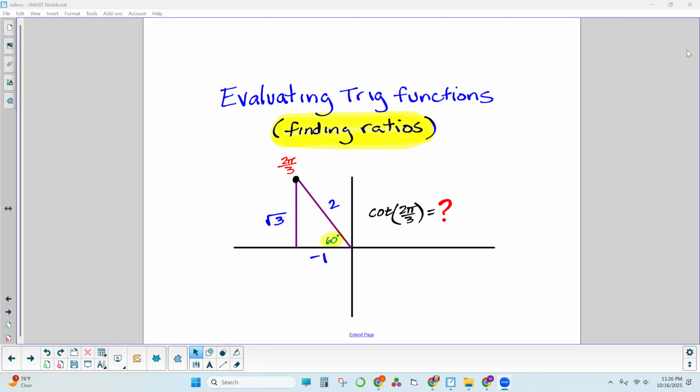Today we are going to evaluate trig functions, that is, find ratios from given angles. We're going to do this using the unit circle and special right triangles, finding exact trigonometric values.